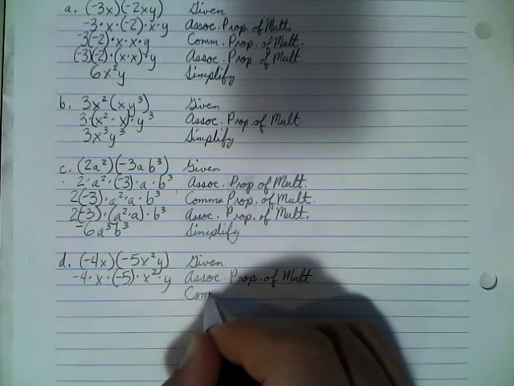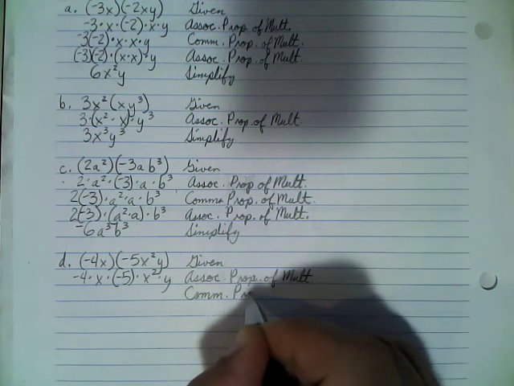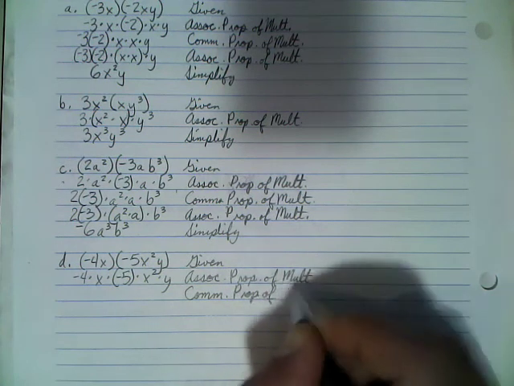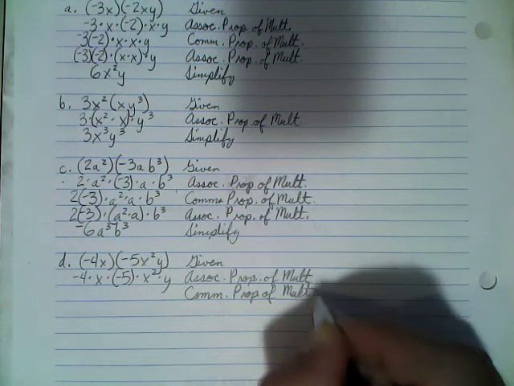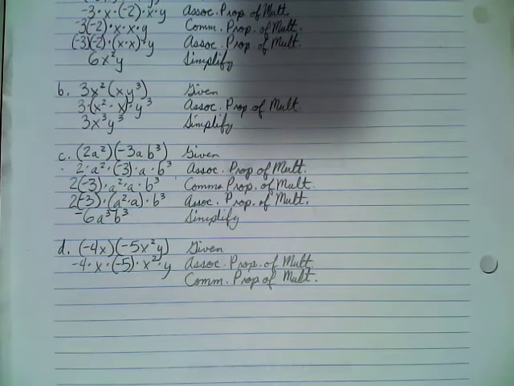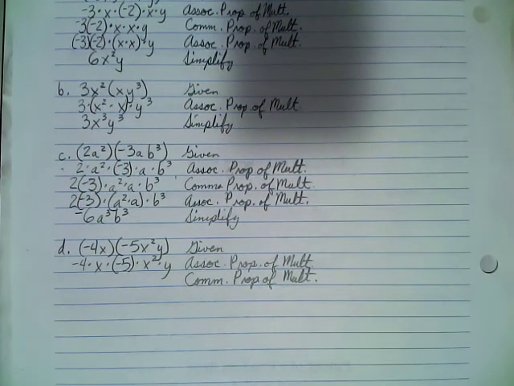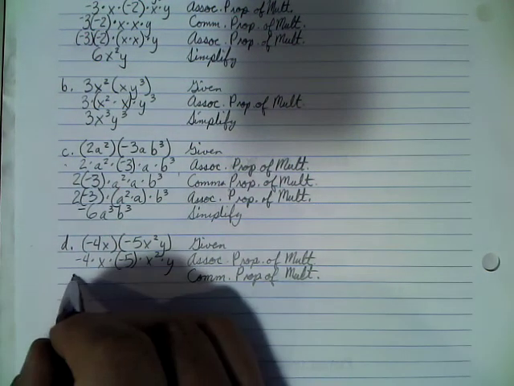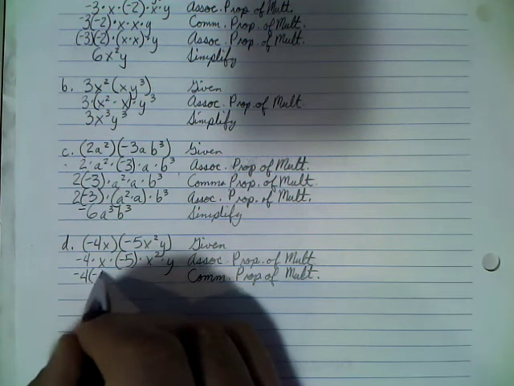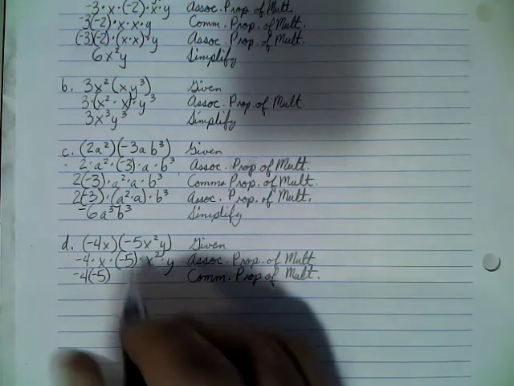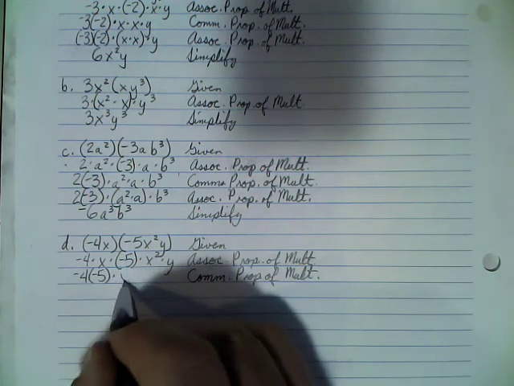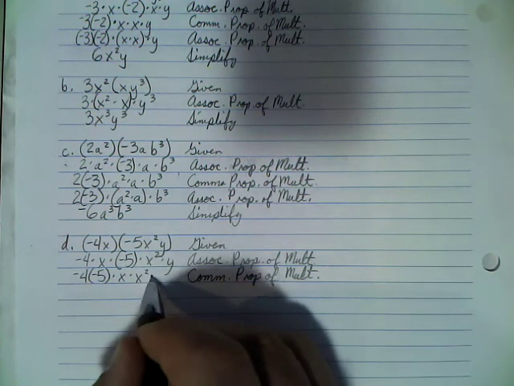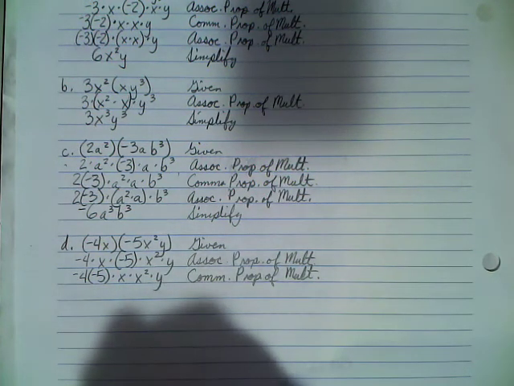Now to commute, commutative property, remember commutative means to move, to travel, commute. So I'm going to have the negative 4 and negative 5 commute next to each other. I'll have the x and the x squared next to each other, and then y will hang out by himself.